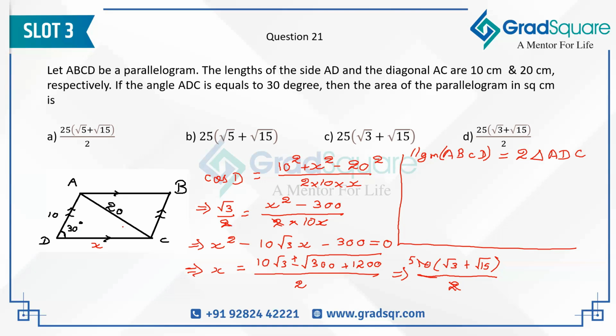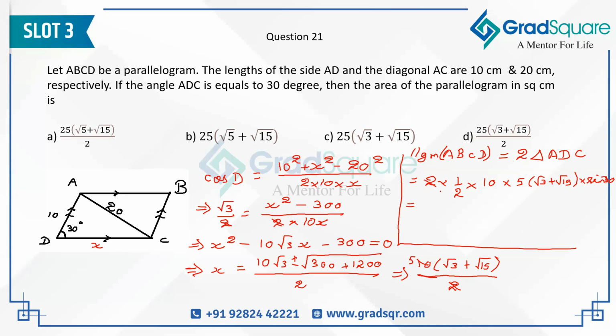Or we can even apply the simple formula of half ab sine theta. The area of a triangle can be calculated as half ab sine theta, where a and b are lengths of two sides of the triangle, and theta is the angle which is present between the sides a and b. So if we apply that here, in this case, I will get the area of parallelogram as 2 into half into a into b sine theta, which in this case I can write as 10 into x, which is 5 into (root 3 plus root 15) into sine 30.